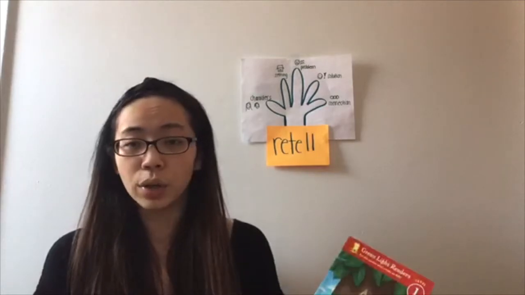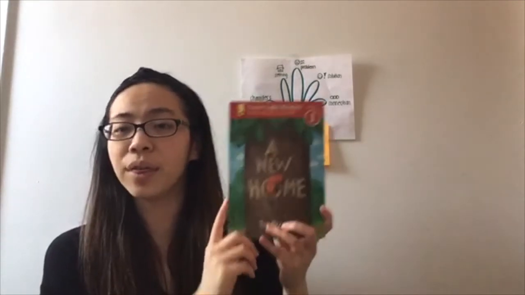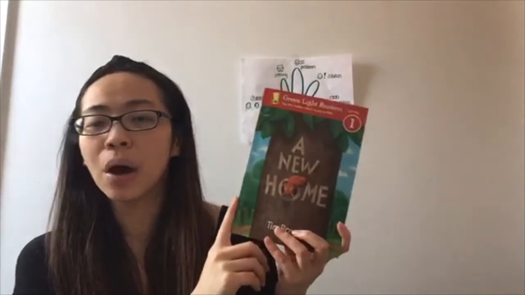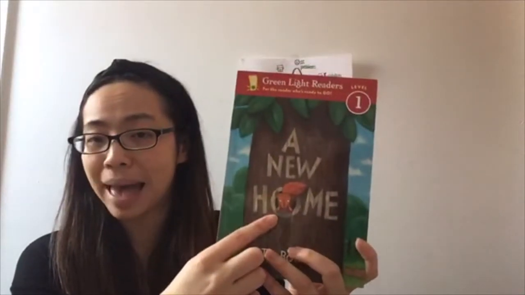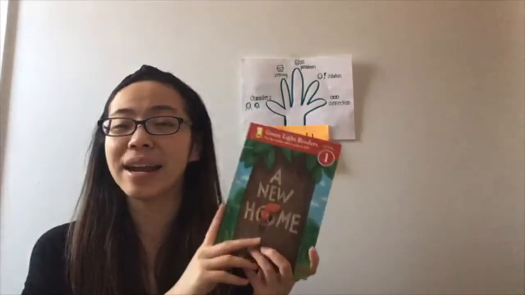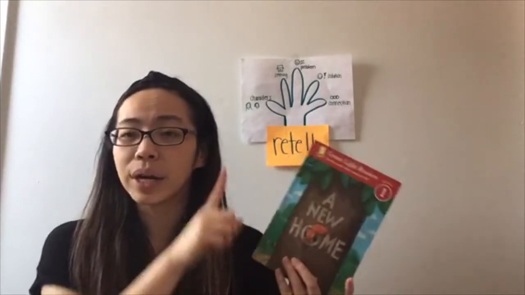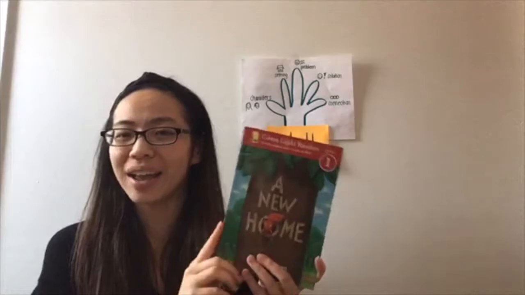Okay, so this is what we're going to be doing, and I'm going to show you with this book called A New Home. So this is Matt, and he has a new home, but it's missing one thing: a new friend. So we're going to read, and then at the end, okay, we're going to practice retelling the story. Okay, are you ready? A new home.